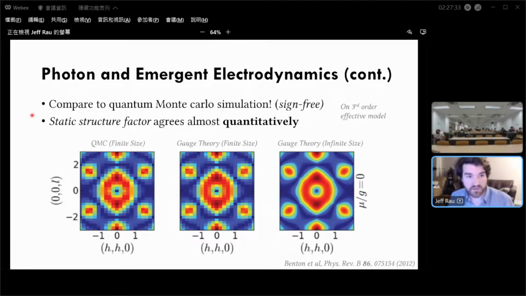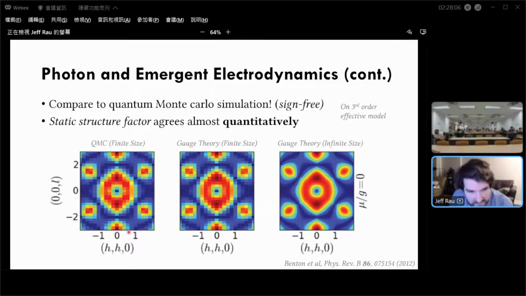Okay, so if you take this model and you do quantum Monte Carlo simulation, and for this model, there's no sign problem. The 6-spin model, there's no sign problem. And so quantum Monte Carlo is possible. There's no issues doing that. And you can compare that to what you would get from this photon model, from this lattice gauge theory. And so here I've shown you 3 plots, one of which is the quantum Monte Carlo. So this is a static structure factor. So we're looking at static properties in the HHL plane.